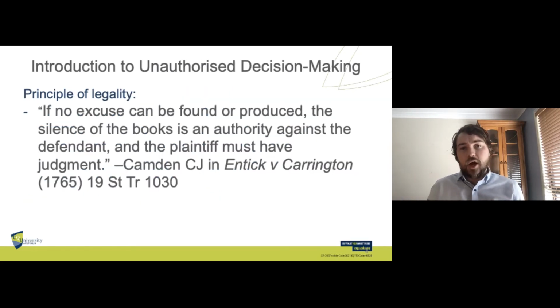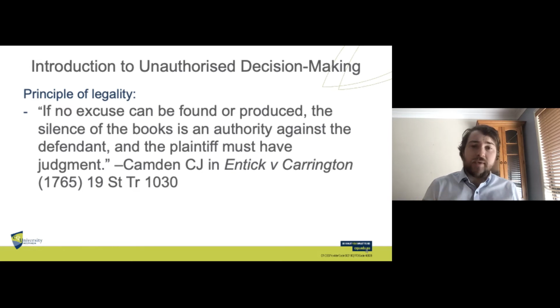Let's start our discussion of unauthorised decision making by revisiting the principle of legality, which we talked about in week 6. The way the principle of legality plays out in relation to unauthorised decision making is that a decision maker must be authorised to make a decision under a piece of law, under an enactment. So it's not the case that a decision maker can do anything unless there's a law that says they can't. It's the reverse. A decision maker can't make a decision unless there is a specific law that authorises them to make that decision.